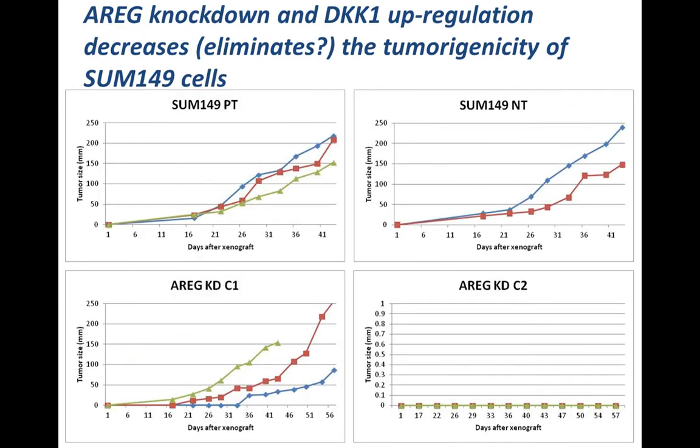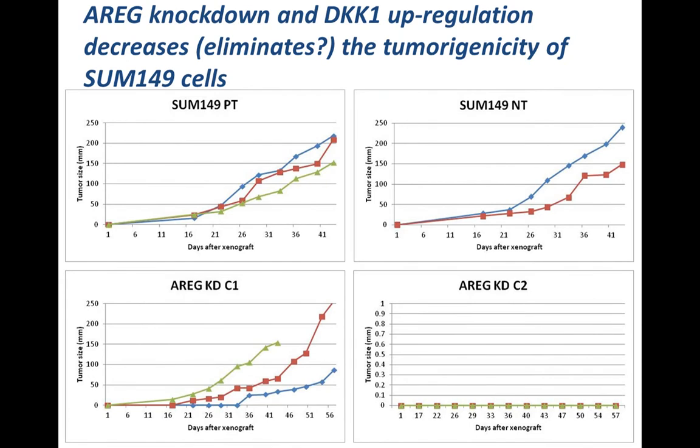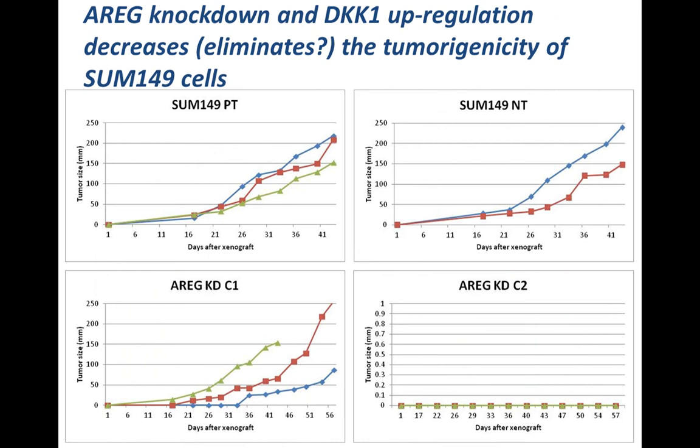And we took those cells and put them back in mice to ask if these cells could continue to form breast tumors in these animals. What you can see is that the SUM149s and a control treated with different vectors make tumors quite aggressively in vivo. The C1 clone, the one where we didn't reduce amphiregulin very much and DKK1 remained low, was a little bit slower in its ability to make tumors, but they still made them. But this is really exciting: the C2 clone, where AREG is low and DKK1 is high, these cells don't make breast cancer in the mouse at all anymore.